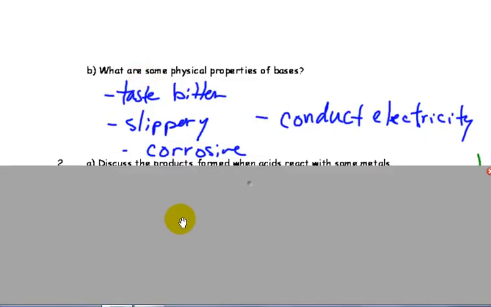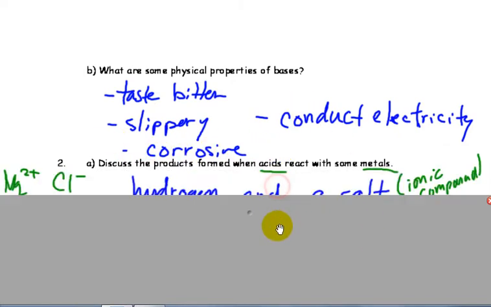Bases, they taste bitter. So if you imagine, sour versus bitter, the hop taste in beer, that's a bitter taste. So it's a little bit different than sour. Slippery, think of soaps. That slippery feeling is a characteristic of bases. Also corrosive and also conduct electricity.